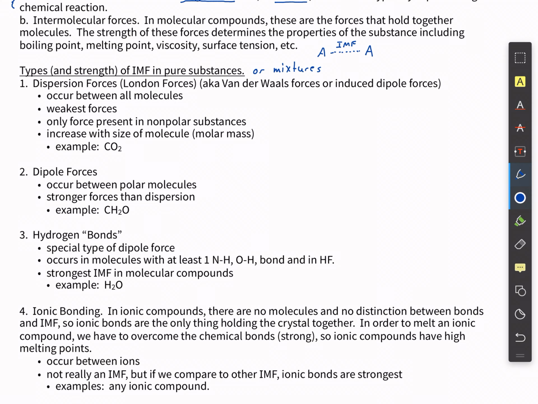These are the weakest forces within particles, and they occur between all molecules, ions, or particles. So we can even be more general with that statement. However, in nonpolar substances, this is the only force present. It increases with the size of the molecule, with molar mass. So for example, if I drew out 2 molecules of CO2, CO2 is a nonpolar material.